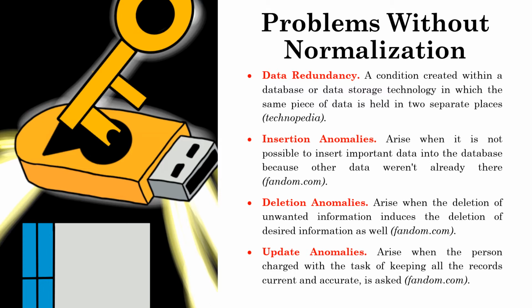For example, if a system is designed to require that a customer be on file before a sale can be made to that customer, but you cannot add a customer until they have bought something, then you have an insert anomaly. Deletion anomalies arise when the deletion of unwanted information induces the deletion of desired information as well.